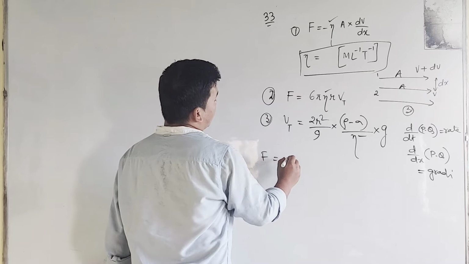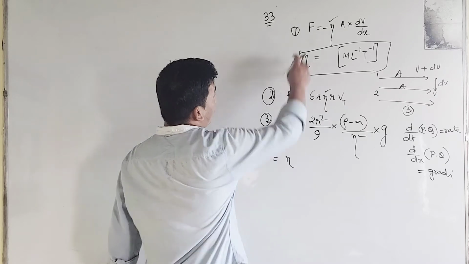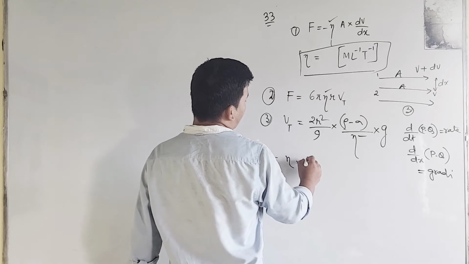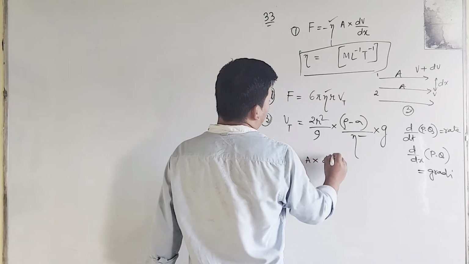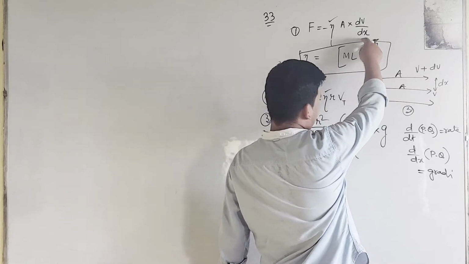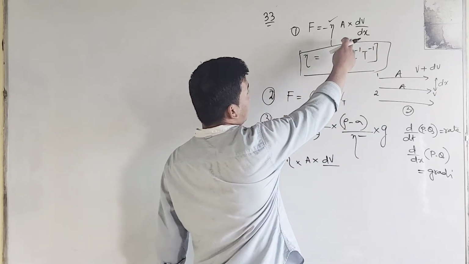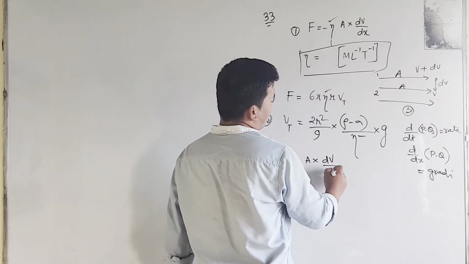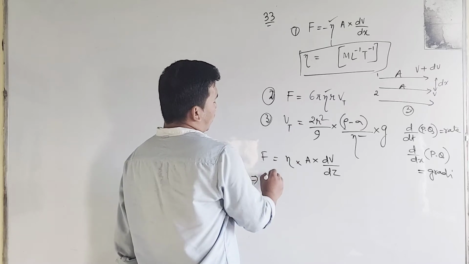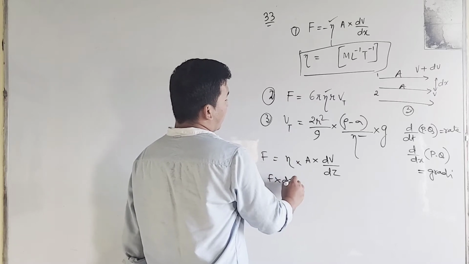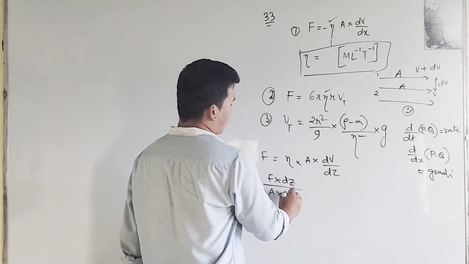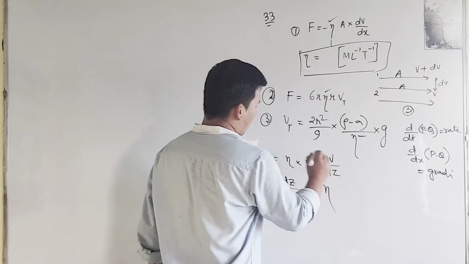Force is equal to eta, ignoring the minus sign, into area A into dv, the change in velocity, by dz. In your question it is given as dx; you can write any one. Therefore it will be F into dz divided by A into dv, and this is equal to eta.